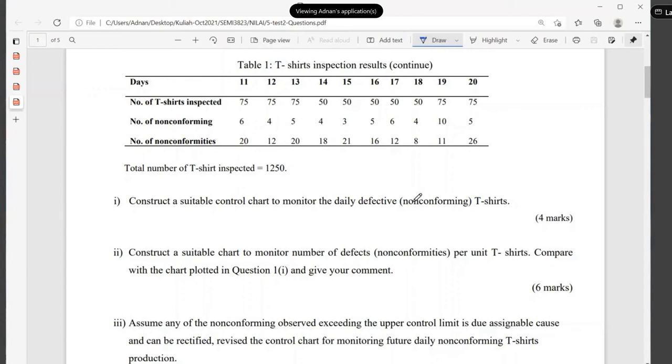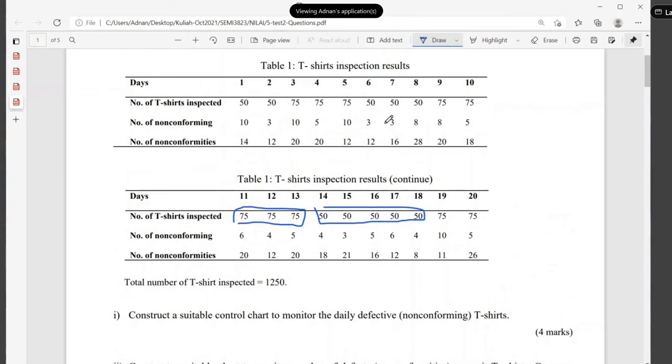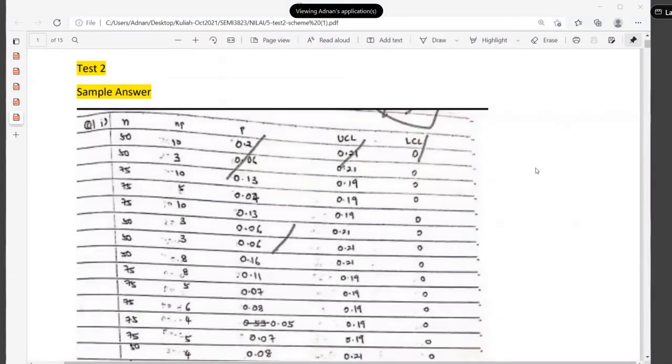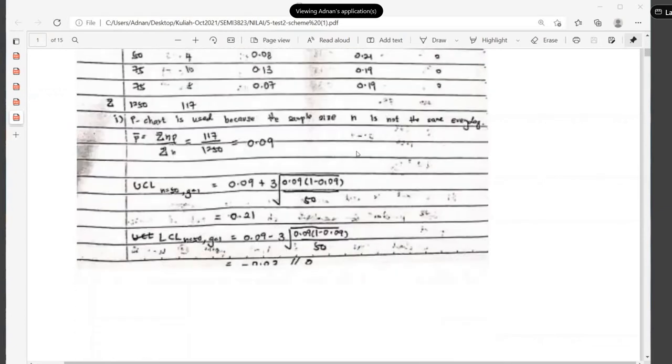Okay, the way you answer, you can calculate individual control limit, which is N for 75 and N for 50. Ataupun you take all the N and get the average. So the detail is already shown in the solution. I think solution you can go through on your own lah. Unless you have question, you can ask me lah. Okay, this solution.